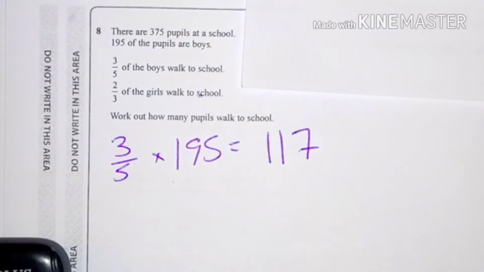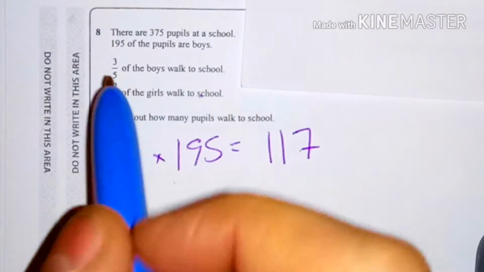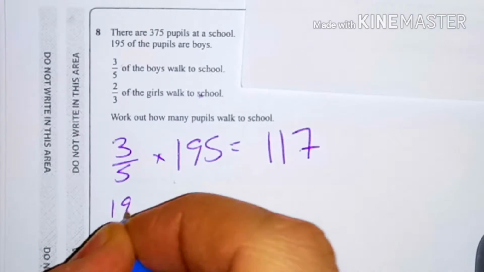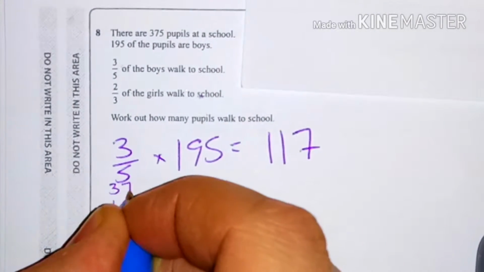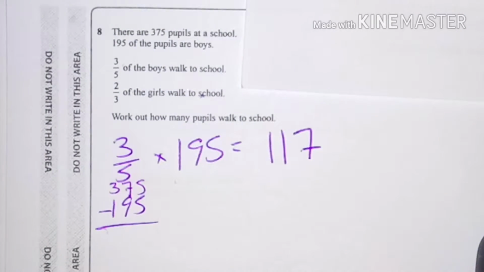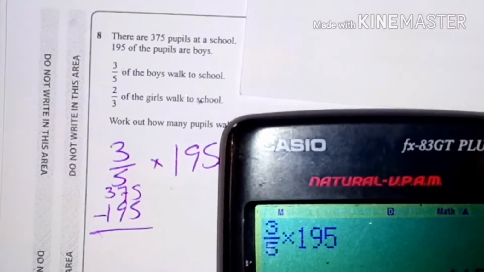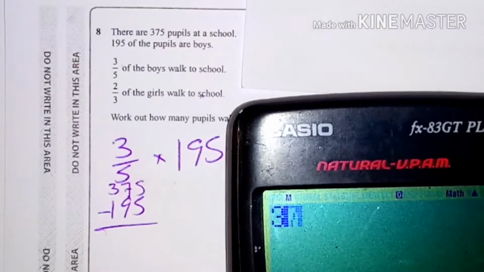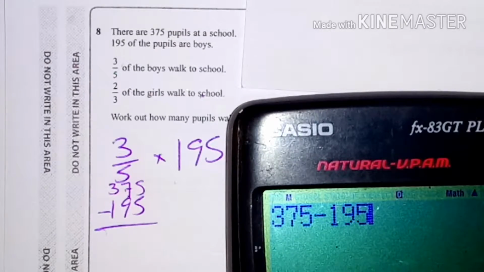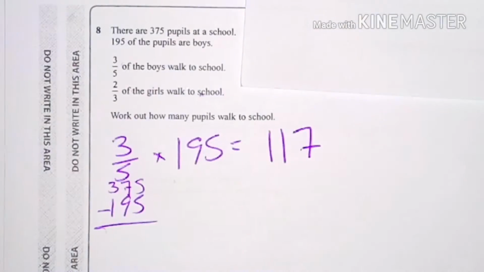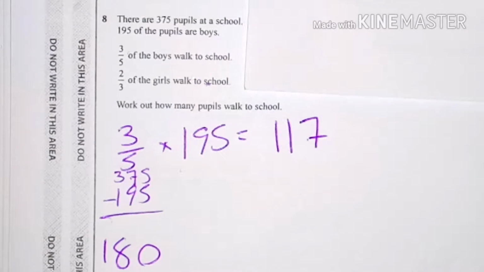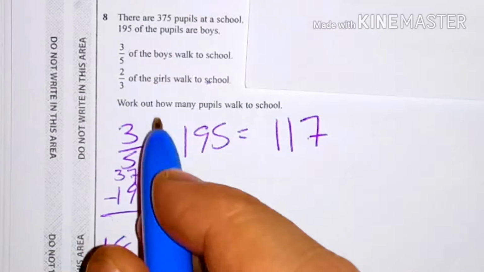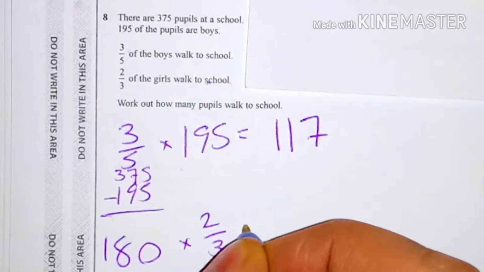2/3 of the girls walk to school. Now, if 195 of the pupils are boys, and there's 375 altogether, we subtract that to get the girls. I'm going to use my calculator again because I just don't want to use my brain. Which equals 180.